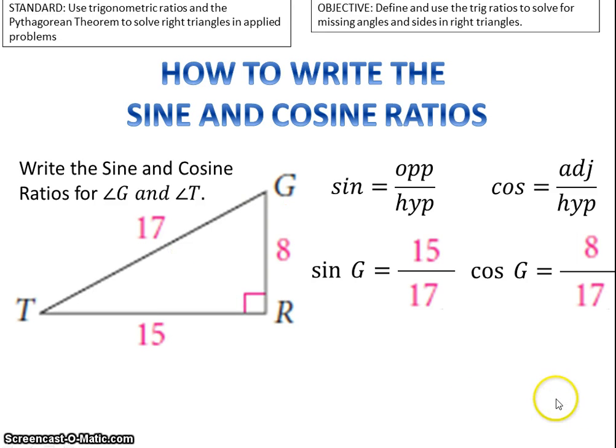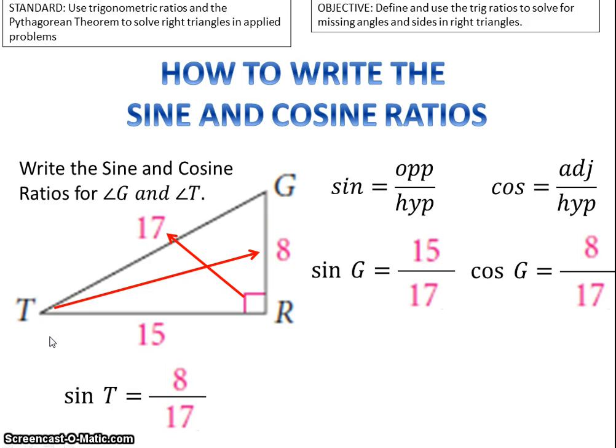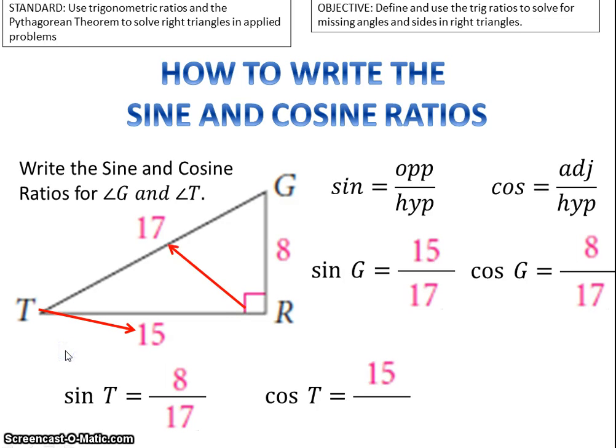So now we want to find out about T. The sine of T is still opposite over hypotenuse. So here's T, the side opposite of T is 8, and the hypotenuse remains 17. Now what about the cosine of T? Cosine is adjacent over hypotenuse. The adjacent side to T is 15, the hypotenuse remains 17, and so we're done there.